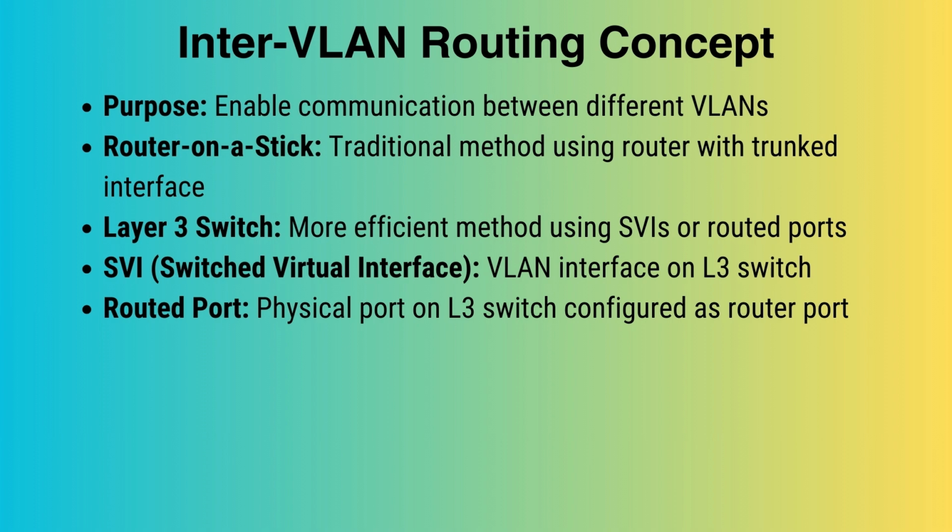Modern networks often use Layer 3 switches for inter-VLAN routing. Layer 3 switches combine the high-speed switching capabilities of Layer 2 devices with the routing capabilities of routers. They use switched virtual interfaces, SVIs, or routed ports to handle inter-VLAN traffic, simplifying the network design by eliminating the need for a separate router. This approach not only enhances performance but also reduces complexity, making network management more straightforward.